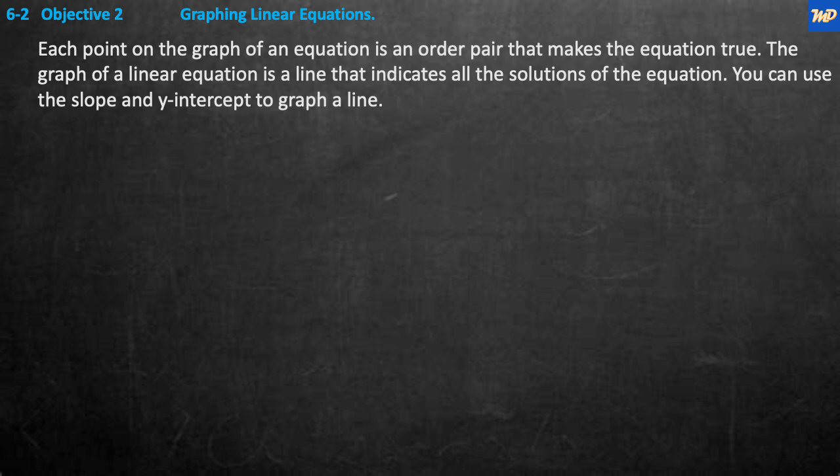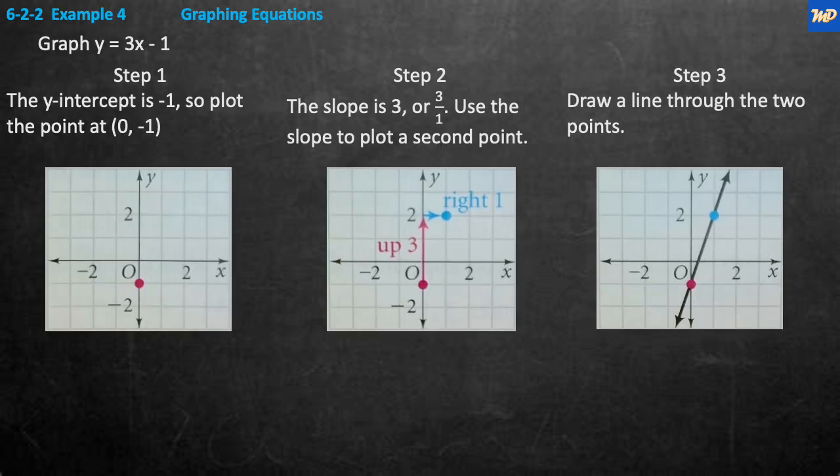So let's see what they're talking about in creating a graph from the equation. Okay, example 4, graphing equations. Here they're asking us to graph the line y is equal to 3x minus 1. They're showing us 3 steps to do this. Step 1, the y-intercept is -1. So plot the point at 0, comma, -1.